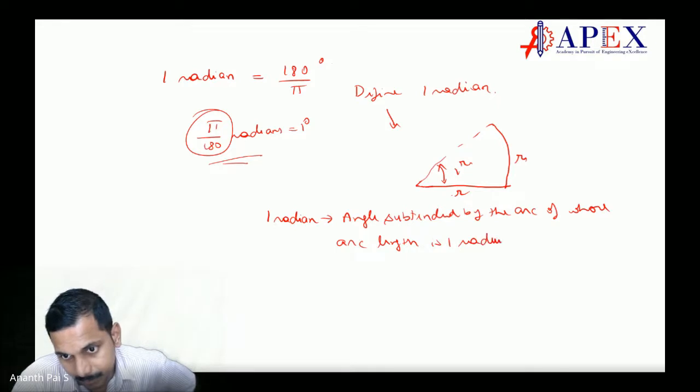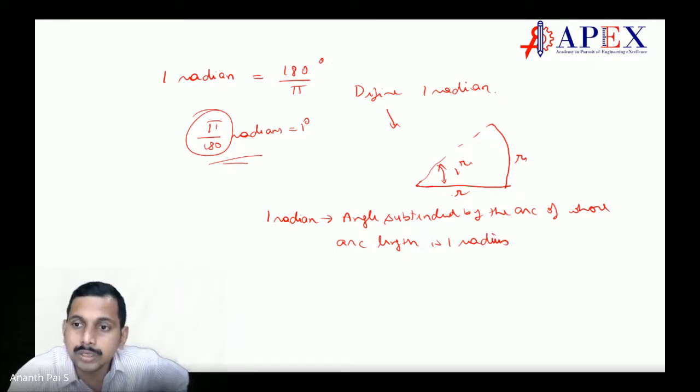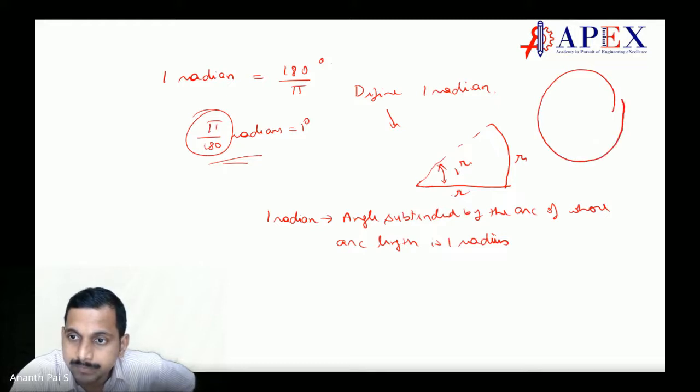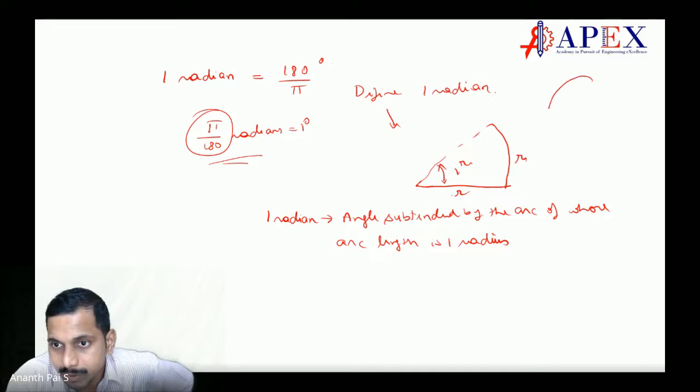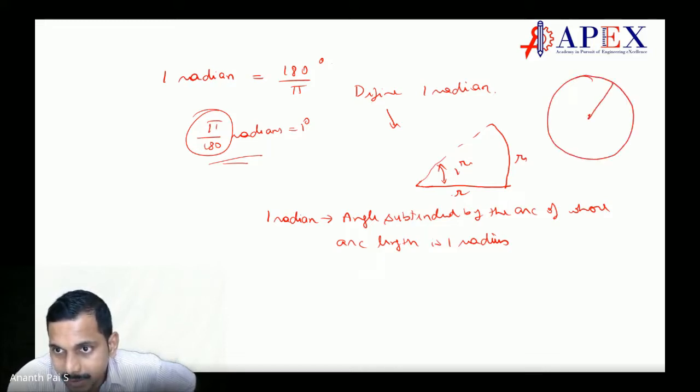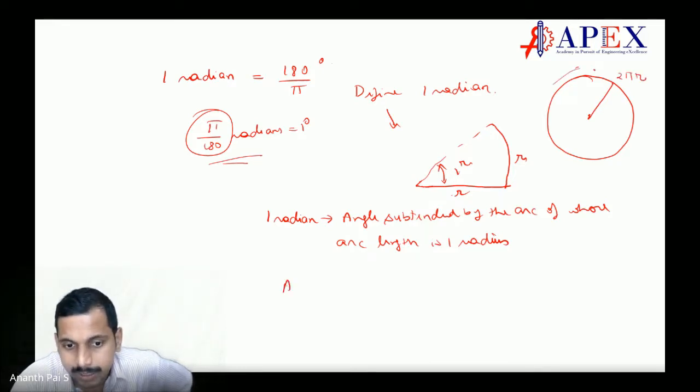Simple. Okay, so when you consider here, what is the arc length of a circle? The arc length of a circle is 2 pi r, is it not, students? It is 2 pi r, correct? When you go for a circle, 2 pi r is the arc length of a circle. So the arc length of a circle is equal to 2 pi r.